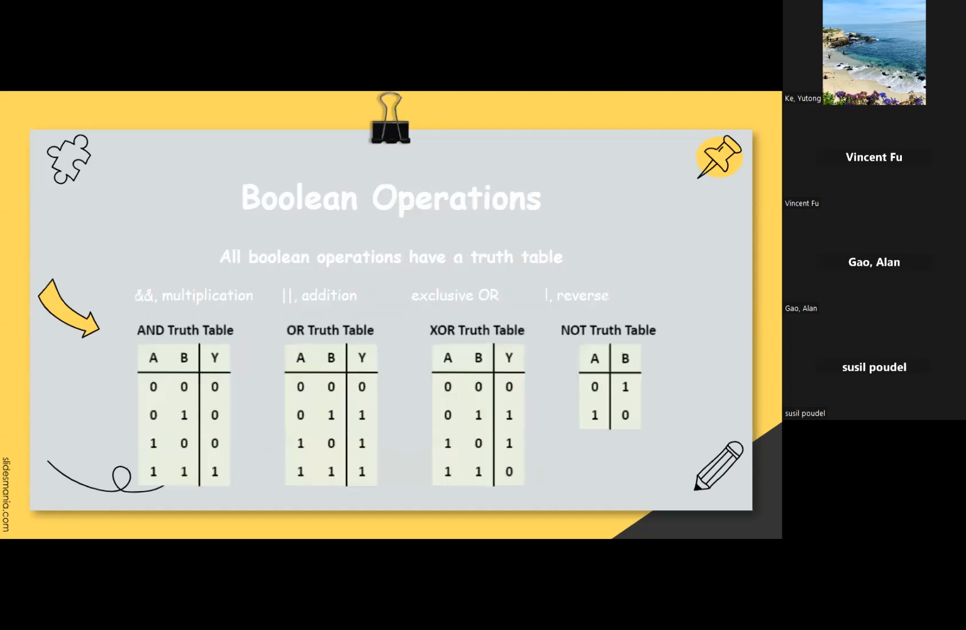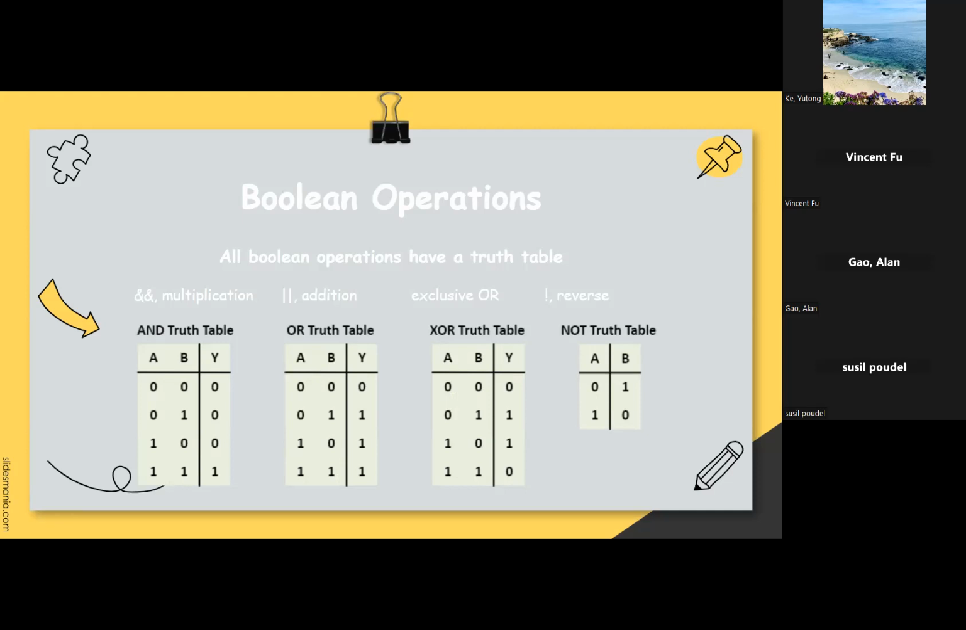Okay, so Boolean operations are kind of like math, but they're also a bit different. And so this part you might want to know. So the first thing you all need to know is that all Boolean operations have a truth table. I don't know who came up with the name truth table, but it is what it is. Basically, it's just a table that shows you all possible combinations of A and B, and then Y is the outcome, right? So if we look at the left, we'll first start with AND.